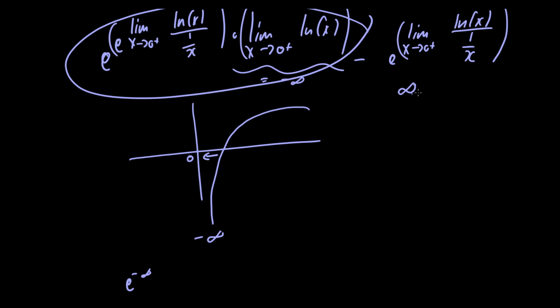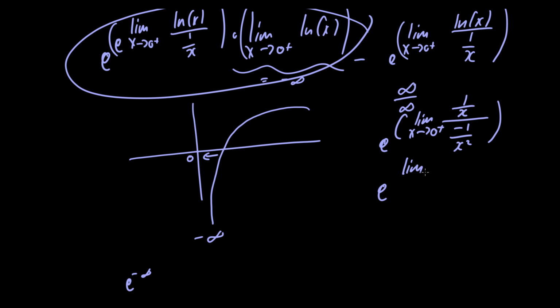Now we have a limit of the form infinity over infinity, and these two functions are both differentiable, so we can go ahead and apply L'Hopital's rule. So we have e raised to the limit as x approaches 0 from the right of 1 over x divided by minus 1 over x squared. And this just simplifies to e raised to the limit as x approaches 0 from the right of minus x. And this is just equal to e raised to 0, which is just 1.